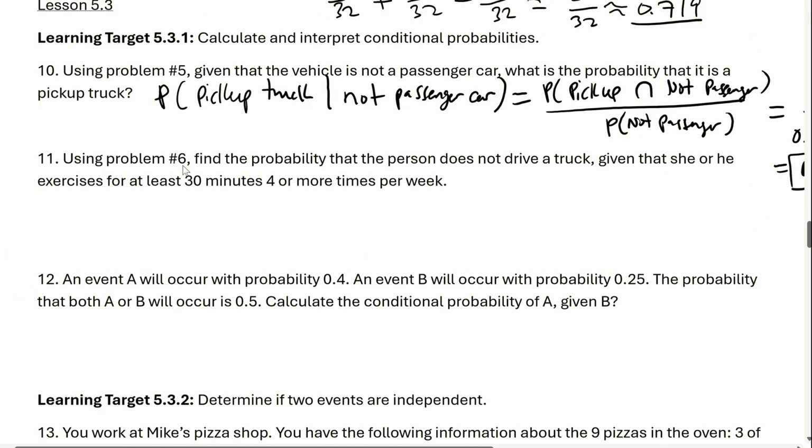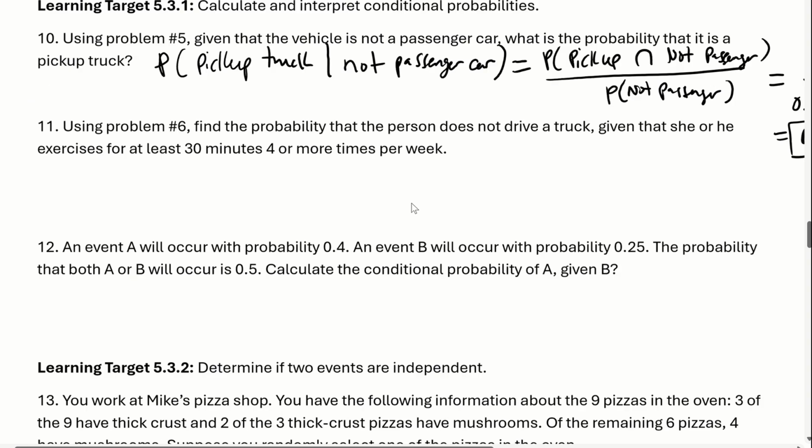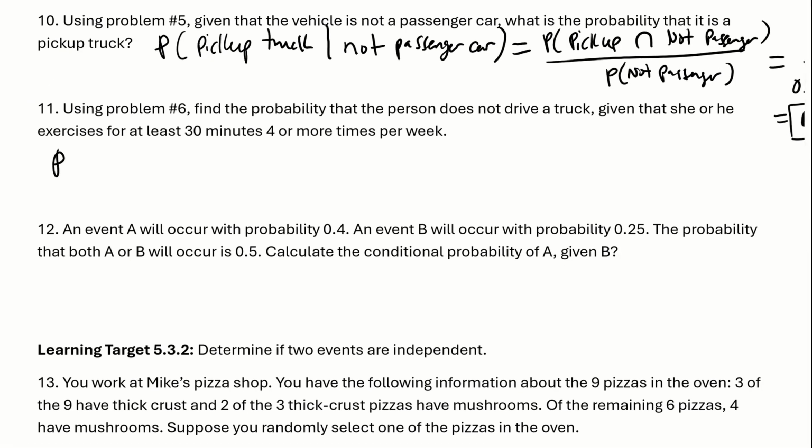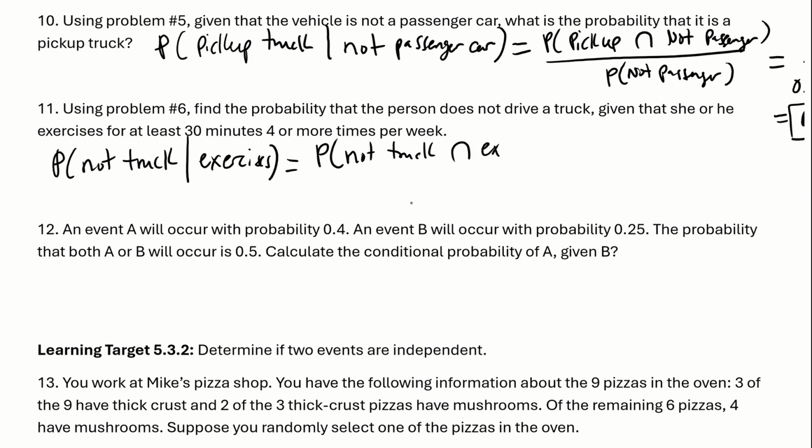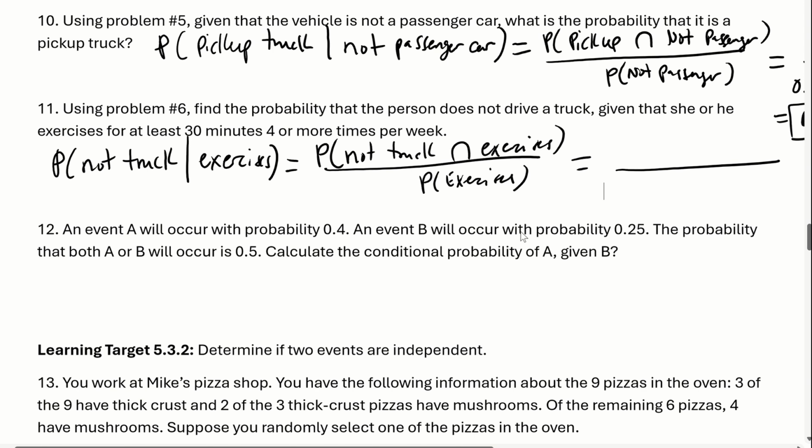Now number 11, using problem number 6, find the probability that the person does not drive a truck given that she or he exercises for at least 30 minutes. Okay, so the probability of not truck given exercises. So again, it's the probability of not truck and exercise divided by the probability of exercise. So the given goes on the bottom, the exercises goes on the bottom.